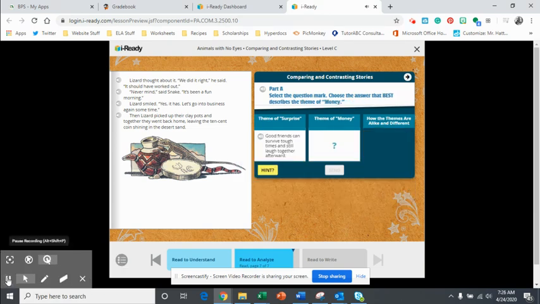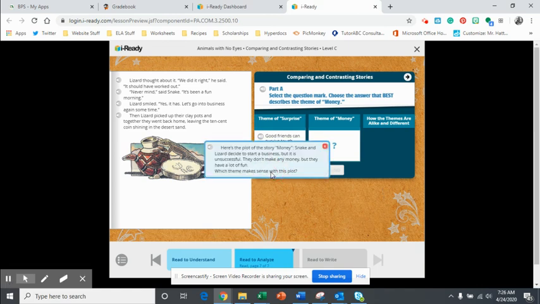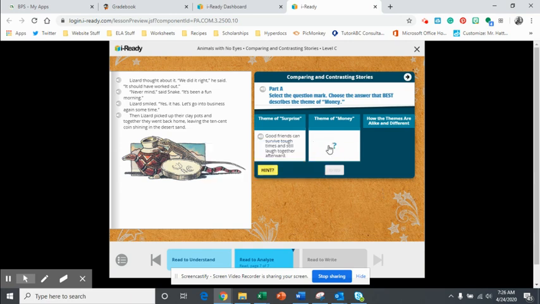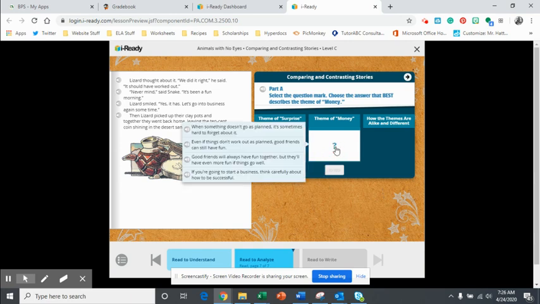So now we've moved on to the theme, the message of the story. So let's go ahead and click our hint button. Here's the plot of the story, Money. Snake and Lizard decide to start a business, but it's unsuccessful. They don't make any money, but they have a lot of fun. Which theme makes the most sense with this plot? Click on here and then decide which theme goes along with the idea that they work hard but they don't make a whole lot of money, but they have a lot of fun. So read through your four choices and make your selection.